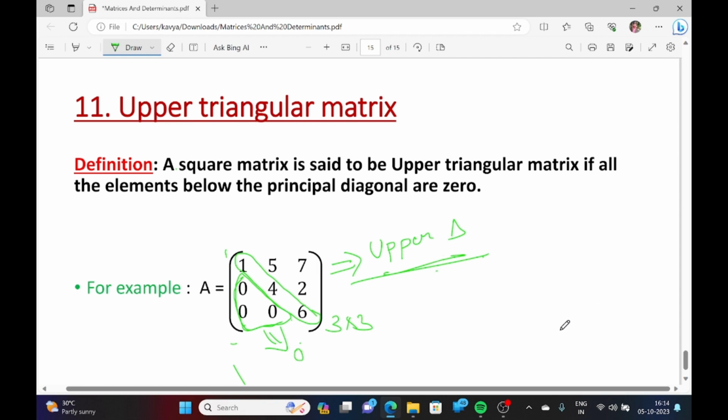So in this class, we have discussed the definition of a matrix and also the types of matrices. In the next class we are going to learn about operations on matrices. Okay, thank you.